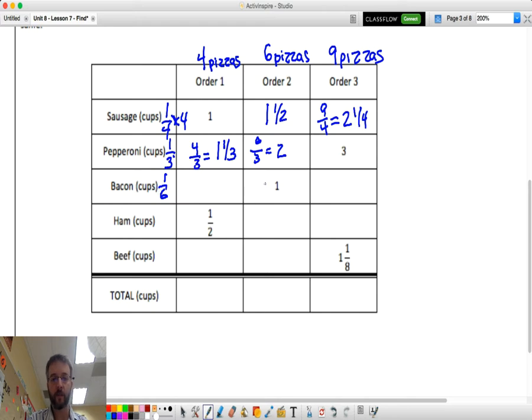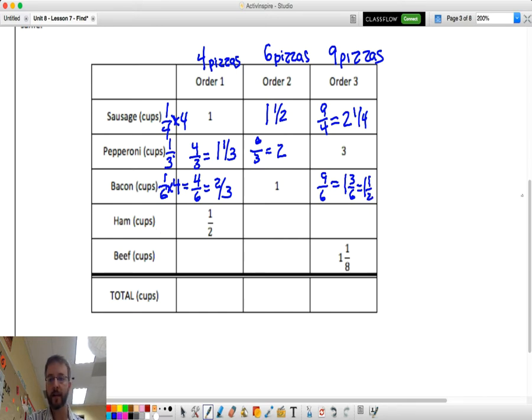Bacon used 1/6 of a cup, and since order 2 had 6 pizzas because they used 1 whole cup, I can use that same principle here, multiply that by 4, and I get 4/6. So this used 2/3 of a cup. This pizza right here used 9/6 of a cup, because every pizza uses 1/6 of a cup, and if they ordered 9 pizzas, then this would be 1 3/6, or 1.5 cups.